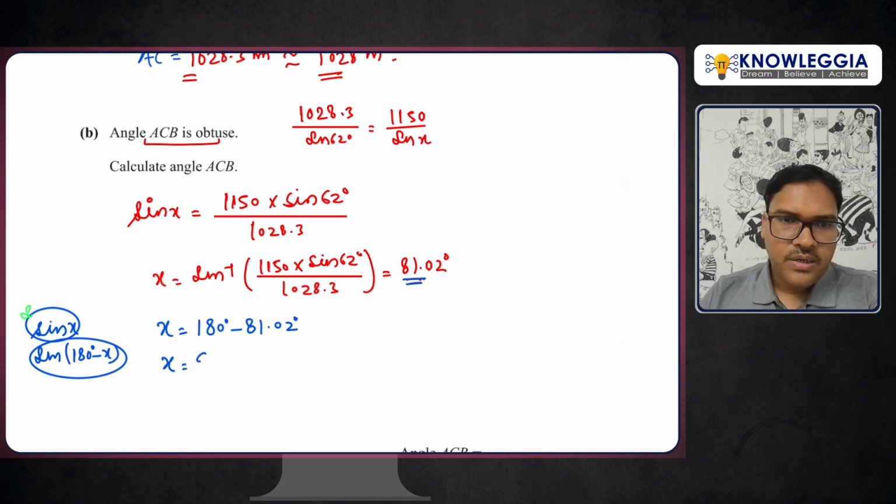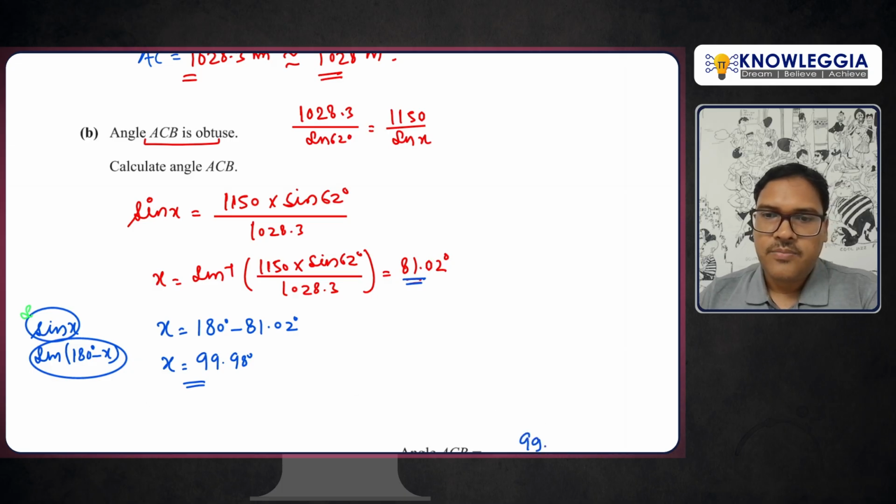is equal to 99.0898 degrees. So this is the final answer, that is 99.98 degrees. So this is a very important point for the sine rule.